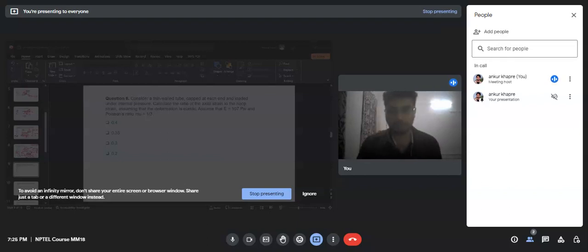Okay, here is question number 10. The question is, a cubic crystal is loaded with a tensile stress of 3 megapascal applied along the 110 direction, and find the shear stress on the 111 plane in the 101 direction.